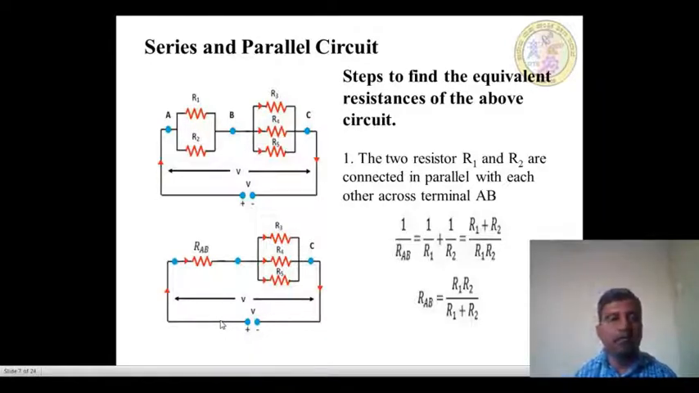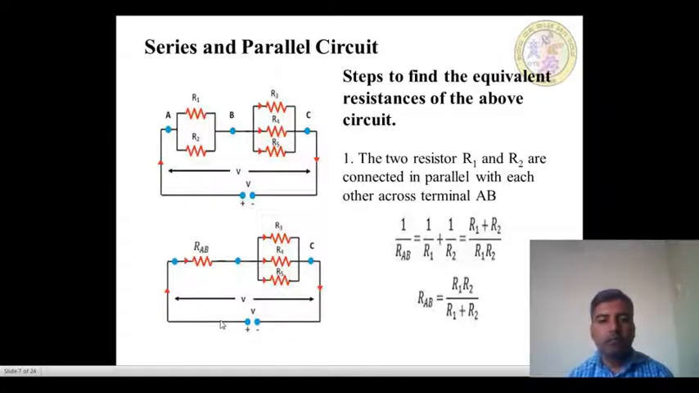First we have to find the effective resistance between point A and B, that is R1 and R2, which are connected in parallel. According to the parallel equation for the equivalent resistance of parallel connected resistances, we can write 1 by Rab equal to 1 by R1 plus 1 by R2. That is R1 plus R2 divided by R1 into R2.